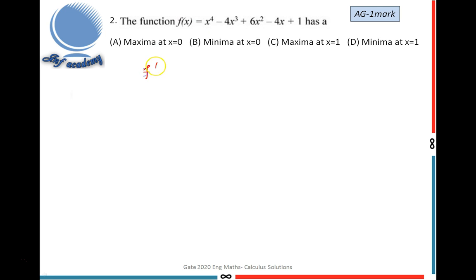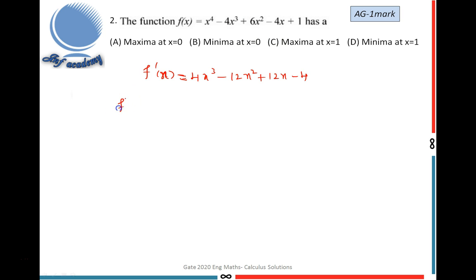First I find f dash of x and I solve the equation f dash of x equal to 0. I get some points of x. Those points are called critical points. At those points the function f has a local maximum or local minimum. So first I find f dash of x: 4x cube minus 12x square plus 12x minus 4. This is the differentiation of this function f.